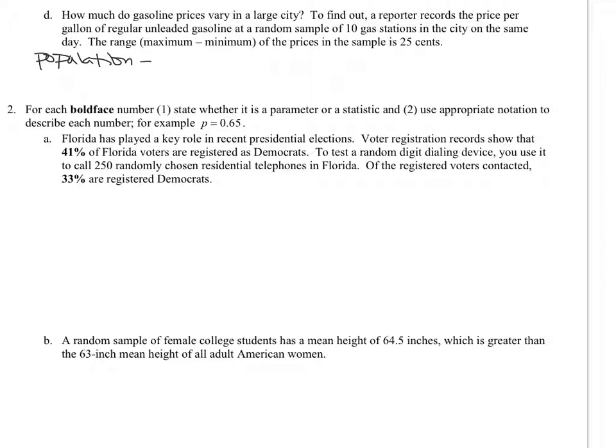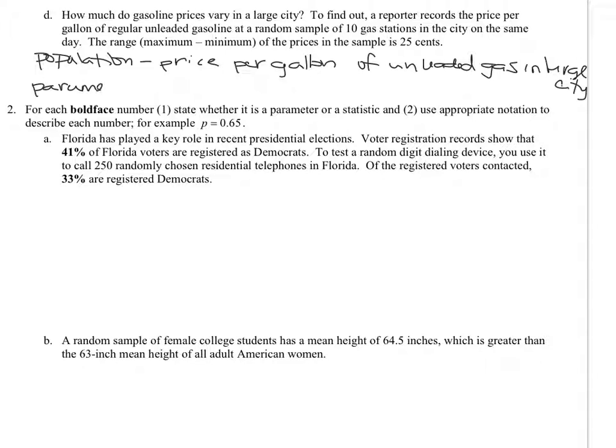All right, so our population is the price per gallon of unleaded gas in a large city. All right, and then our parameter is the range of gas prices in a large city.